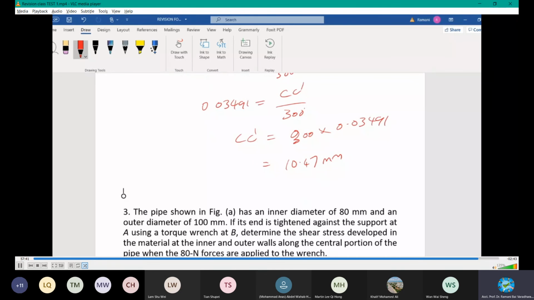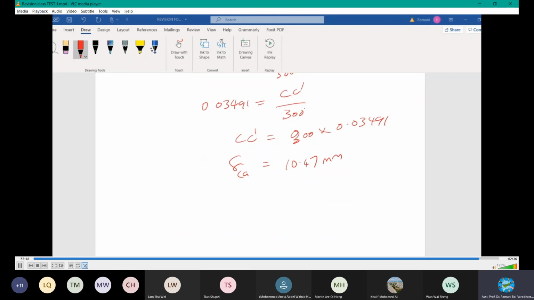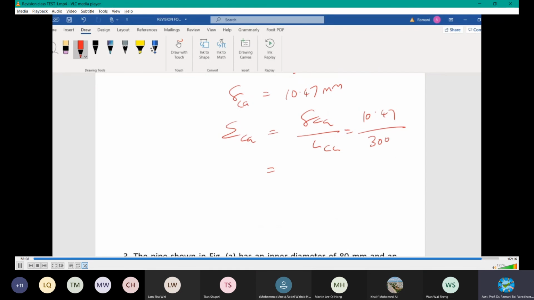Now delta CG is equal to this value. Let's find out the remaining. Delta CG, can you find the strain? Strain is equal to delta CG divided by original CG. Substitute the value. What is the original CG? 300. Can you find the answer? 0.0349, also the same, a little bit of variation only.